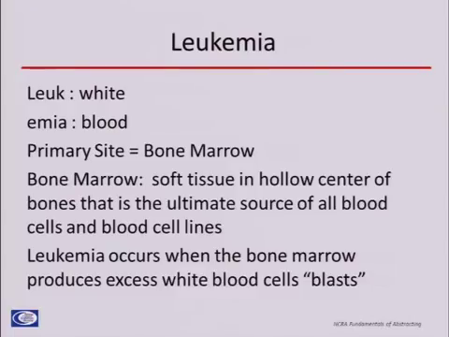Leuc equals white, and emia equals blood. Have we already lost her? It's like that's an early fallout.